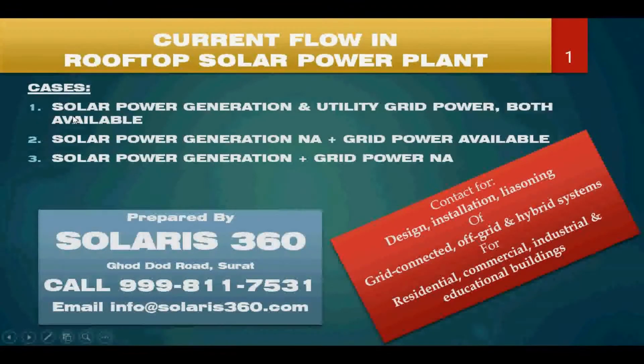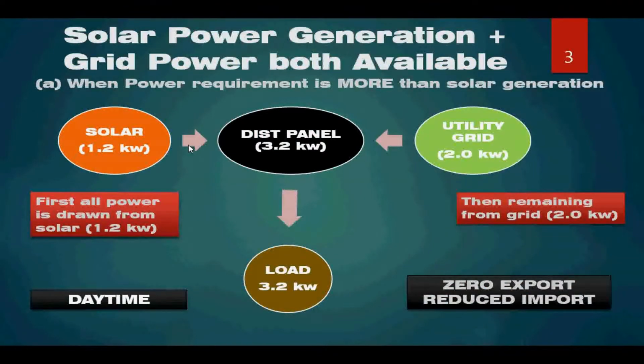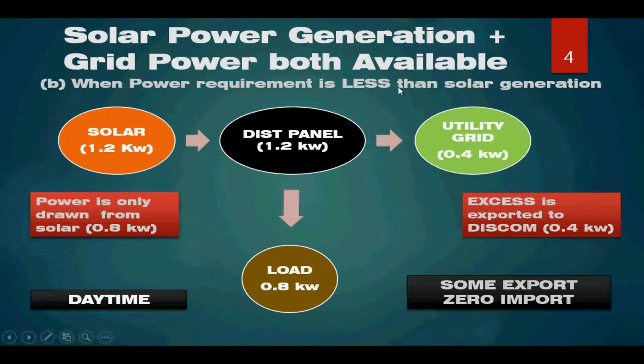So the first case is when both solar power and grid power are available, and the next two cases are when one of them is not available. So let's talk about the first case first, when both the power sources are available. Here again we have two cases: when the power requirement is more than solar generation, and when the power requirement is less than solar generation.